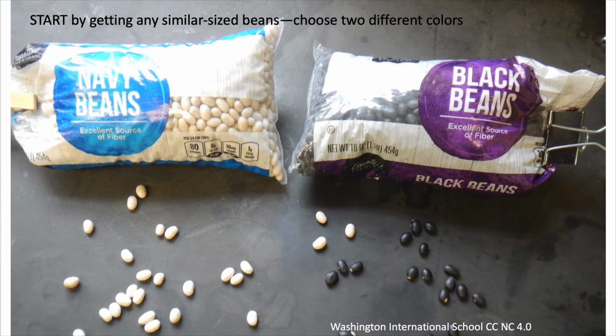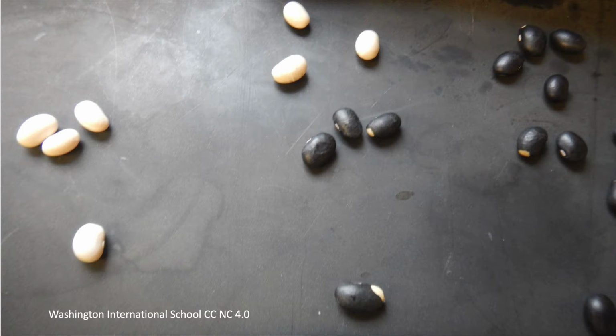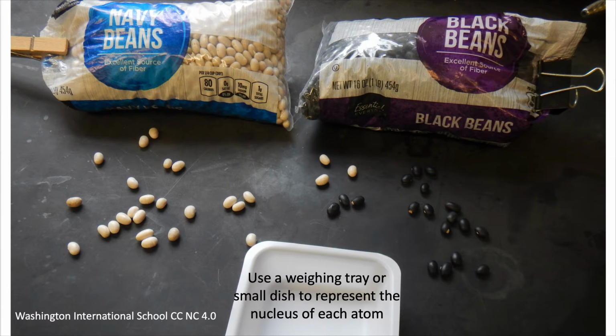So you'll need 2 different types of similar sized beans. Here we've got 2 different colours. The navy beans are white and the black beans are black. And we're going to use a weighing tray, a small dish. You could even just have a square or circle of paper instead of that.